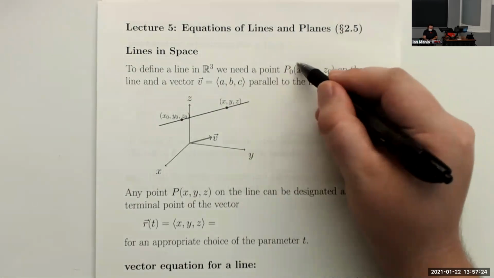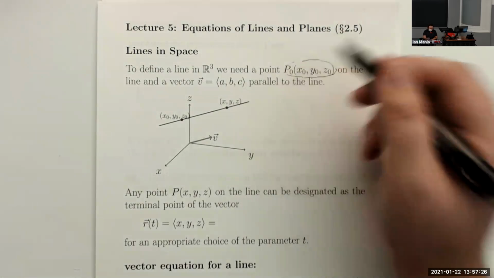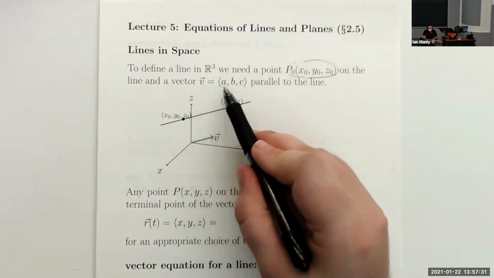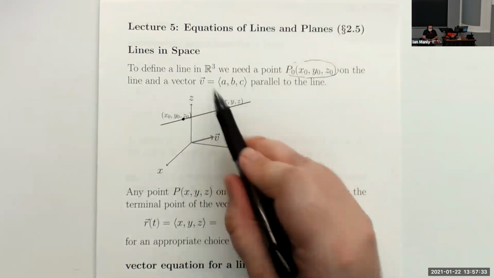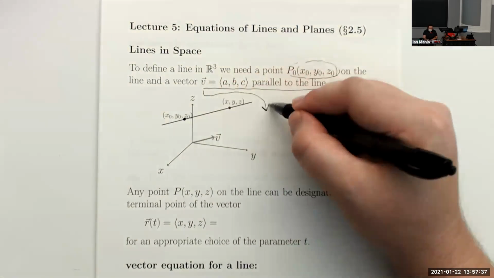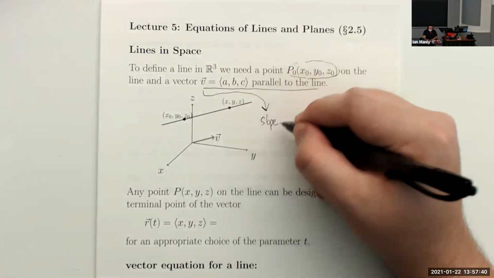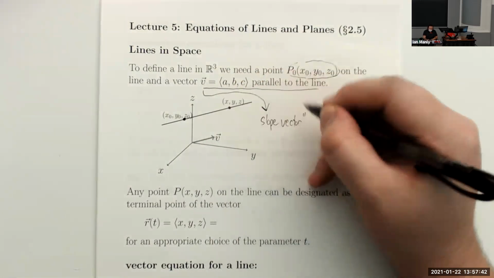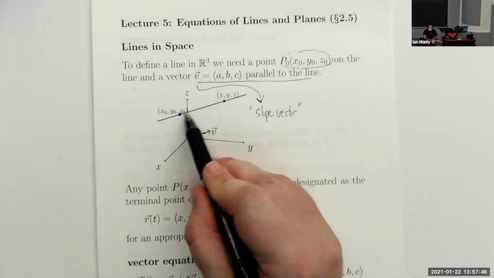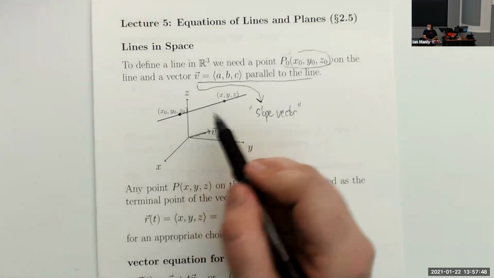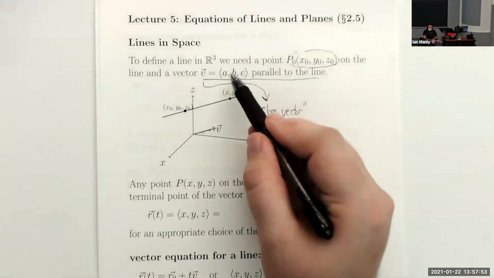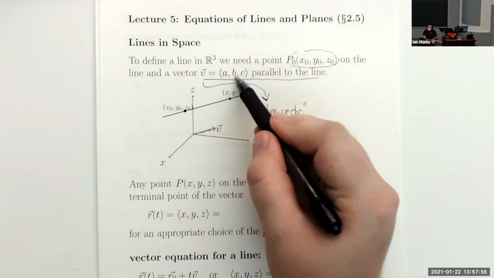So this is going to be our point that lies on the line. Then we have this vector v, which has these components. This vector needs to be parallel to the line. You can imagine this vector v almost as the slope vector of the line. If we move it up, it will move along this line right here. For every unit we go forward, we go a in the x direction, b in the y direction, and c in the z direction.